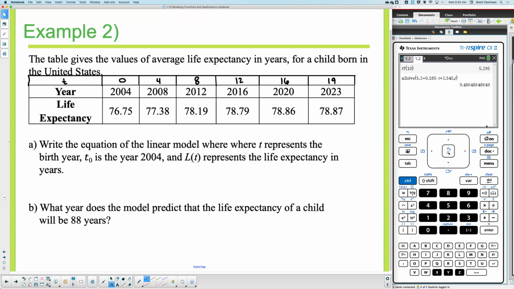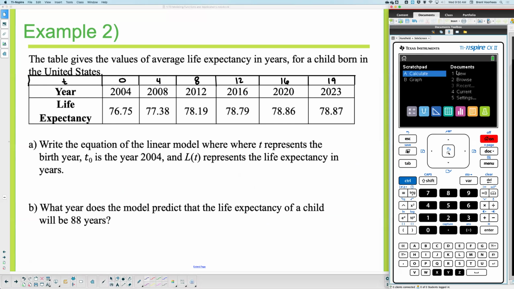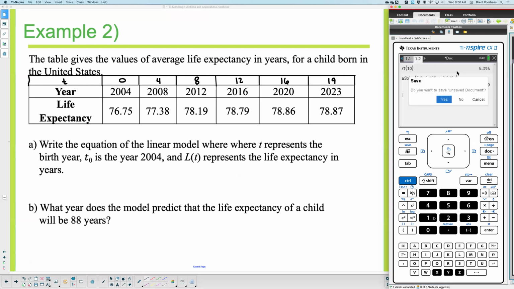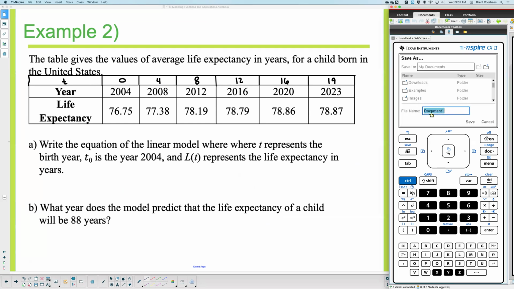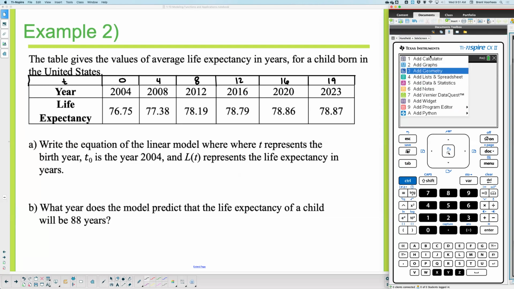Okay, so on our calculator here, I want you to press home screen, new document. Hit new. It's going to ask if you should save. Yes, because we're going to come back to it. Hit yes. Mine's going to save it as document 1. Just pay attention to what it saves as. You can do document 1, hit save. Now we're starting back fresh.